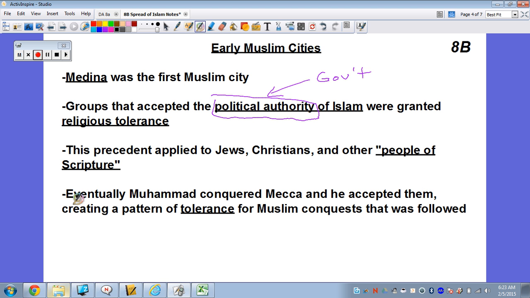Now, eventually, Muhammad is not going to be completely content with the city of Medina. He wants to go home to Mecca. That's the site of the Kaaba, which is holy to him. So eventually Muhammad and his followers are going to conquer the city of Mecca. And then instead of doing what happens throughout history, where conquered peoples are enslaved or sometimes killed off, he actually accepts them, grants them their freedom as long as they, again, follow this rule of accepting the political authority of Islam. He's going to grant them tolerance. So this is going to create a pattern for other Muslim conquests later on.